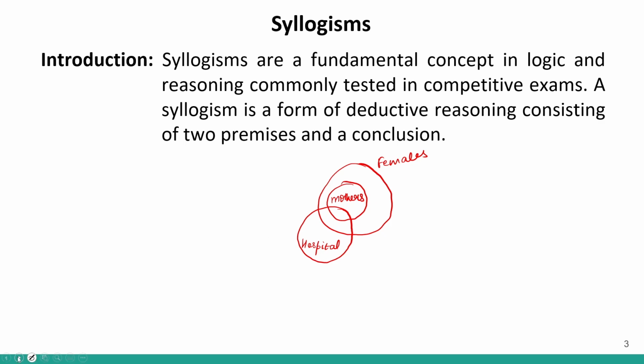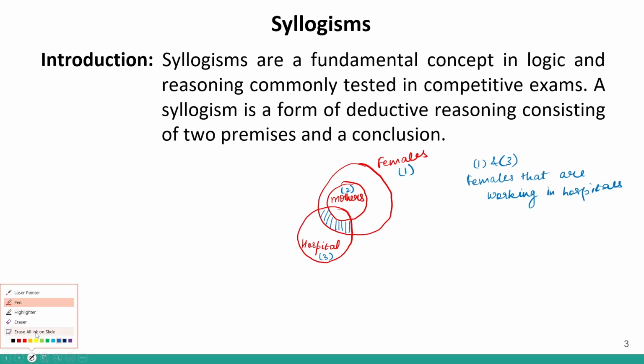Now let me name the circles: females is circle 1, mothers is circle 2, and hospital is circle 3. This part represents the overlapping of 1 and 3. This basically means females that are working in a hospital.